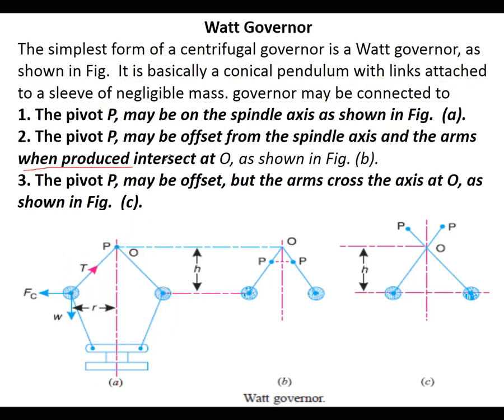When the pivot is offset from the spindle axis, the arms, when produced, intersect at O. This is the intersection point O. So here you can see the intersection at O. This is the point of intersection O, right? You can also see that in the figure diagram. The pivot P may be offset, but the arms cross the axis at O, as shown in figure C, right?